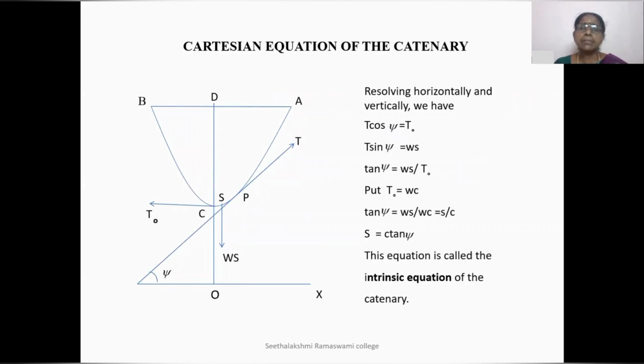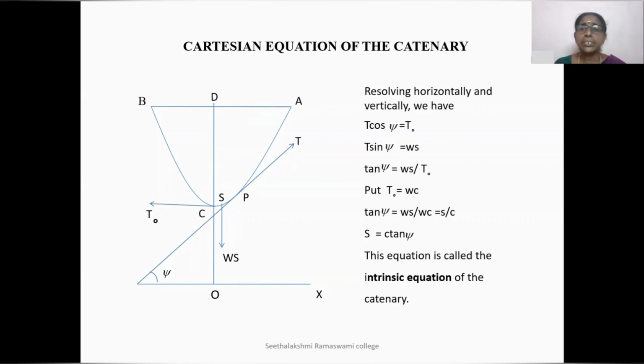Now we are going to derive the Cartesian equation of the catenary. From the diagram, ACB is a catenary, a uniform string. PT is a tangent at P, and T0 is the tension at C, which acts in the horizontal direction. The tangent PT makes an angle psi with the x-axis, that is OX. CP is a small length of the string, S, which has weight WS, and that weight acts vertically downwards.